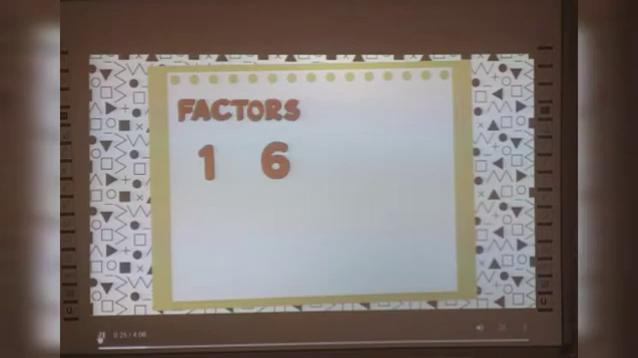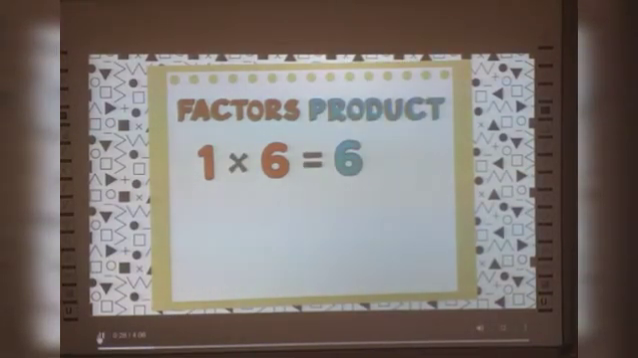Factors are numbers that can be multiplied together to get a product. You might be confused by what that actually means, but never fear. Once you see it in action, it will all make sense. Let's take the number 6. This will be our product. What can we multiply together to get 6?